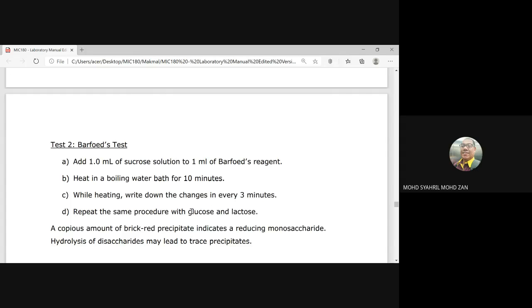monosaccharides, which are glucose and lactose. Other samples with glucose and lactose, right? So for the expected result here, you will get a copious amount. Copious means a lot of material. A brick red precipitate gives you the positive result for reducing monosaccharides. Hydrolysis of disaccharide may lead to a trace of precipitates.